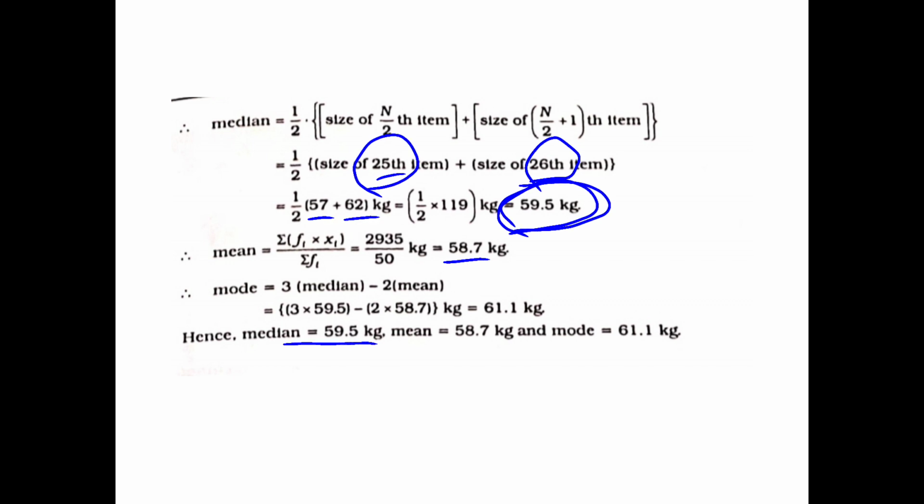Now we have found the median value, mean value and mode value. Children, I hope you are very clear with the mean, median and mode.